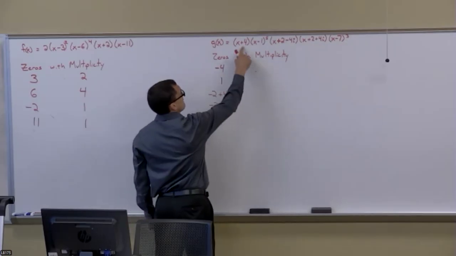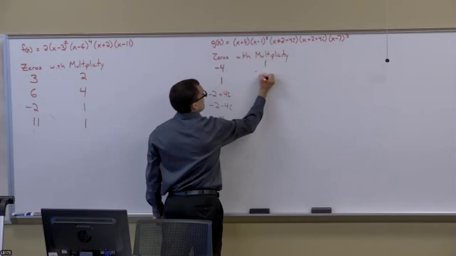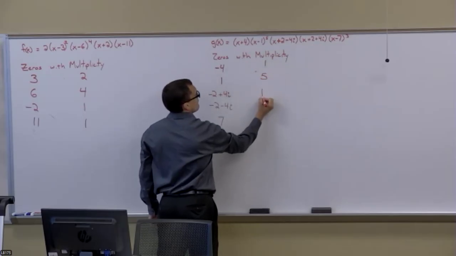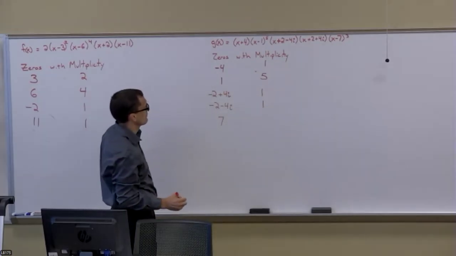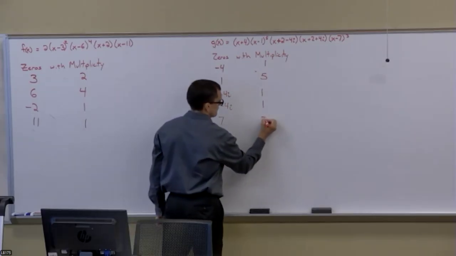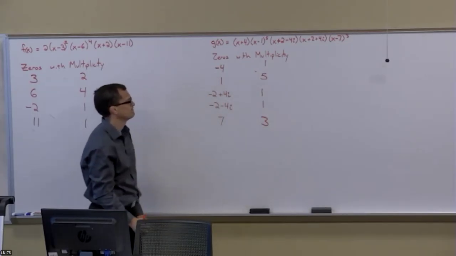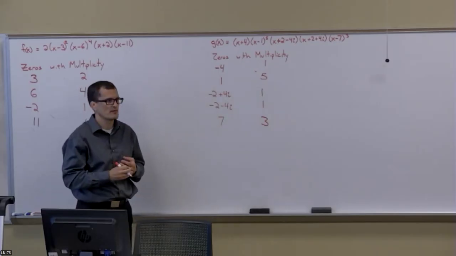And multiplicity of -4 is a 1. Multiplicity of 1 is a 5. For both our complex zeros, we get a multiplicity of 1. And then with 7, we get a multiplicity of 3. Just because that's how many factors occur.